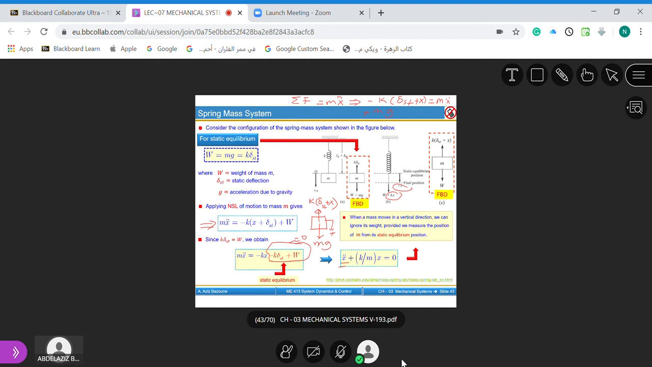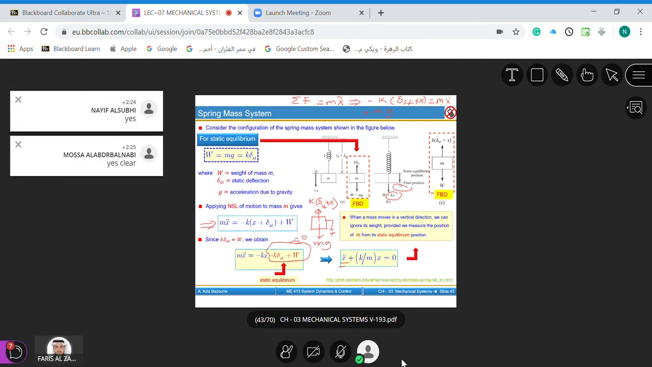I'll show you something, I don't know if it's working, on how the spring works also. Is this clear, Shabab? x double dot plus k over m x is equal to zero. Yes, clear.